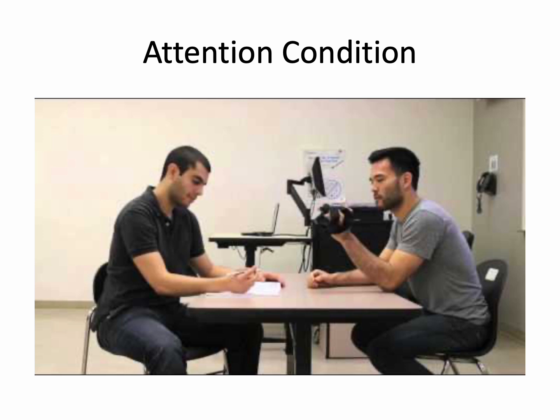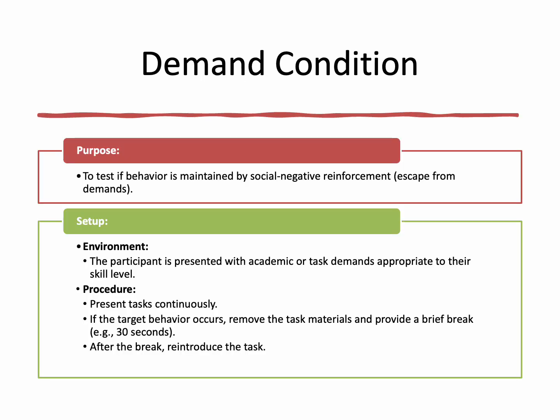Okay, now let's discuss what a demand or an escape condition will look like in a functional analysis. The purpose of an escape or demand condition is to test if a behavior is maintained by escape from demands, or from any particular situation. And so the way that we would set up the environment is to have that EO present. So we want the participant to be in a controlled setting, typically, depending on the type of functional analysis, but for the Iwata one, or the traditional one, which is the one that I'm trying to describe with these different slides.